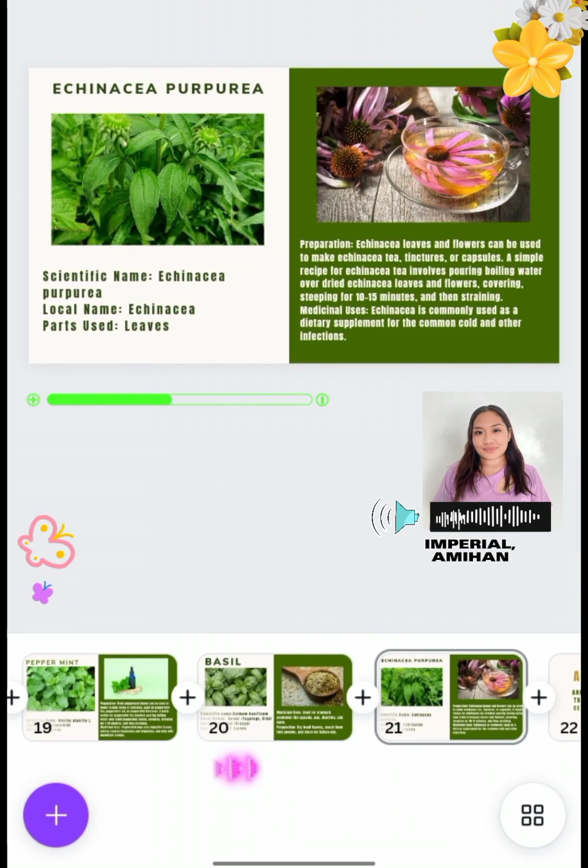The last one is Echinacea purpurea. Its scientific name is Echinacea purpurea. Part used: leaves. Preparation: Echinacea leaves and flowers can be used to make echinacea tea, tinctures, or capsules.